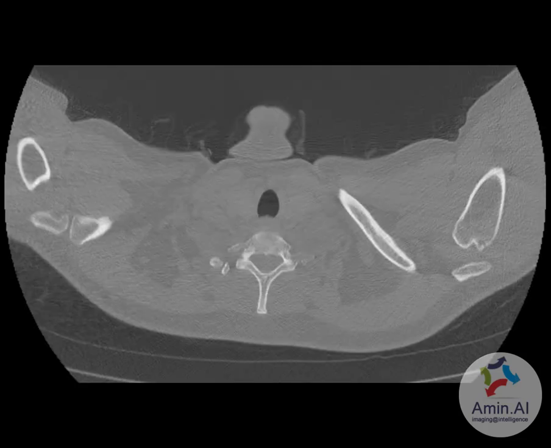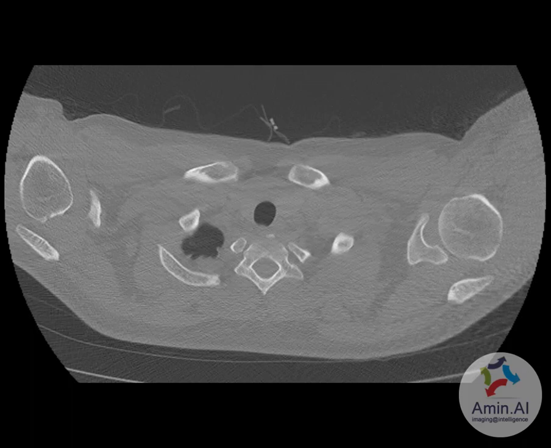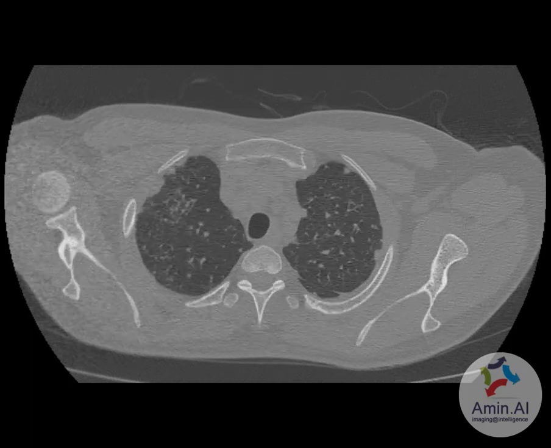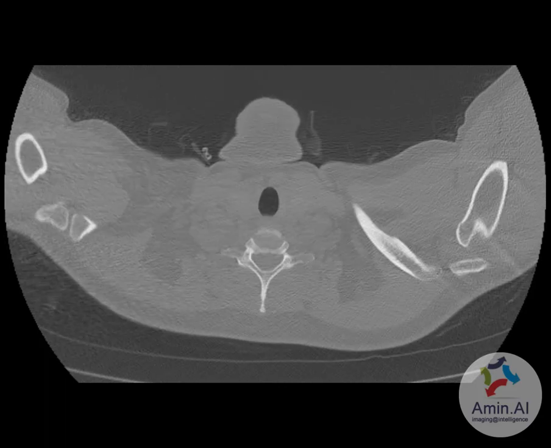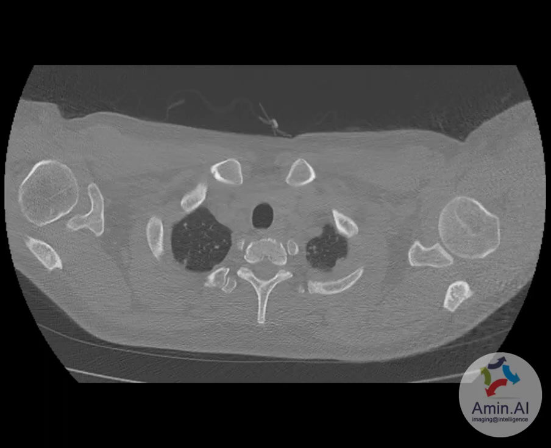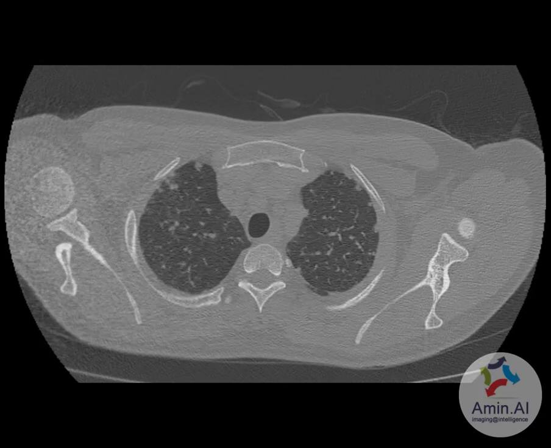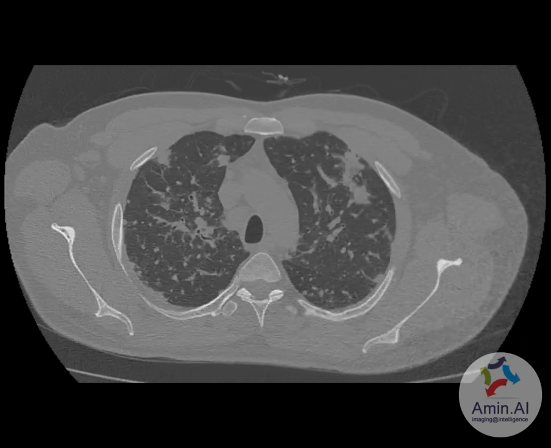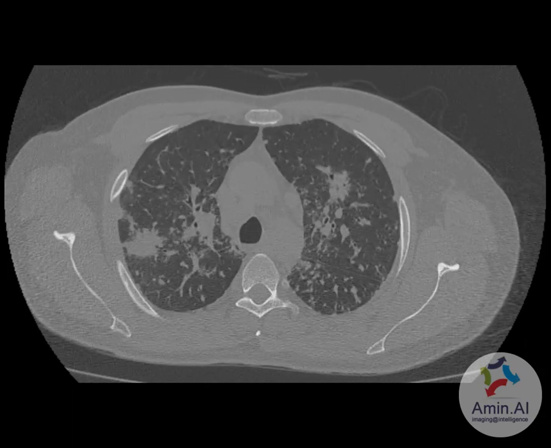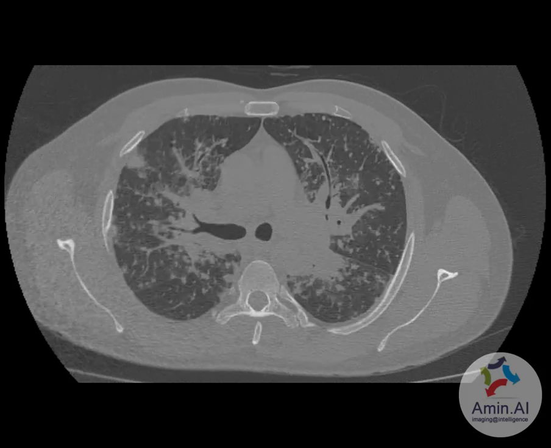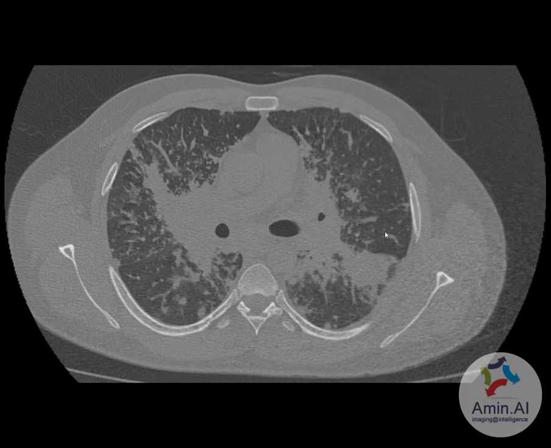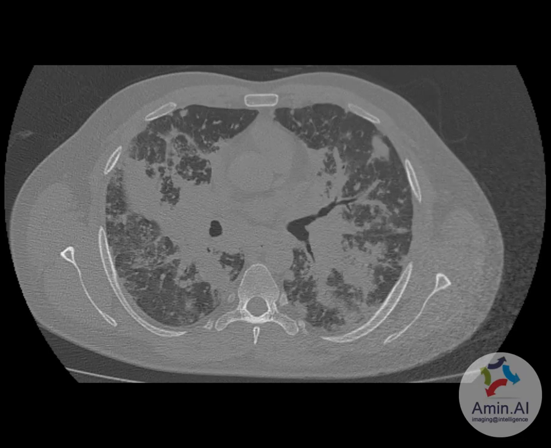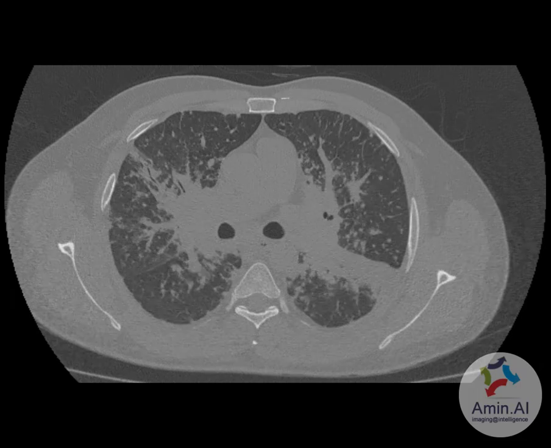This was an HRCT of a 32-year-old male who presented with a long history of cough and shortness of breath. Now, as I browse through the images, you will start noticing that there are multiple nodules seen involving both lobes. And as I browse downwards towards the hilum, you see that there are multiple nodules and these are forming more of a conglomerate lesion.